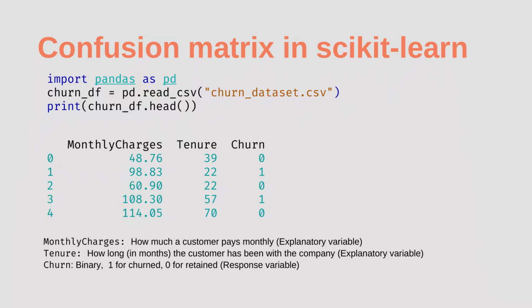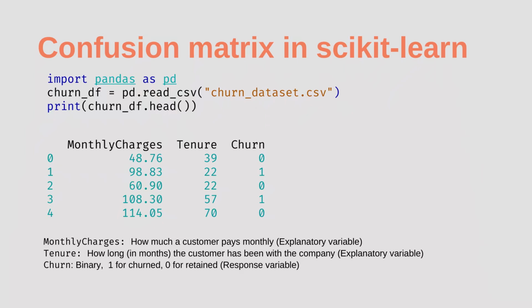As you can see, the dataset contains 3 columns: monthly charges, which tells us how much a customer pays every month; tenure, which shows how many months they have been with the company; and churn, which is our target or response variable.